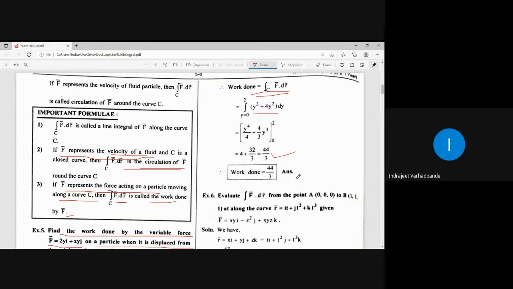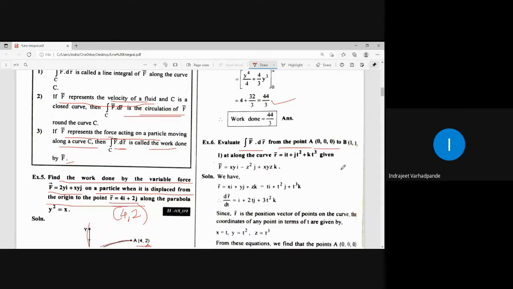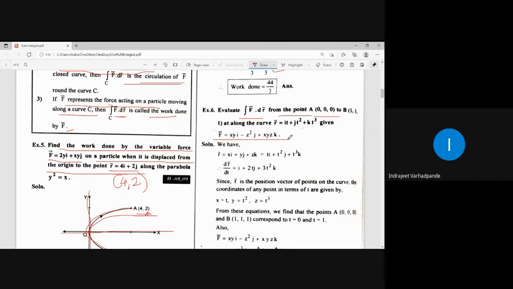Right? So that is how we will be doing it in the proper way and getting the simplification for it. So in the next example, the question says: evaluate integral f bar dot dr bar from point A (0, 0, 0) to point B (1, 1, 1) along the curve r bar is equal to t i plus t square j plus t cube k, given f bar is equal to xy i minus z square j plus xyz k.